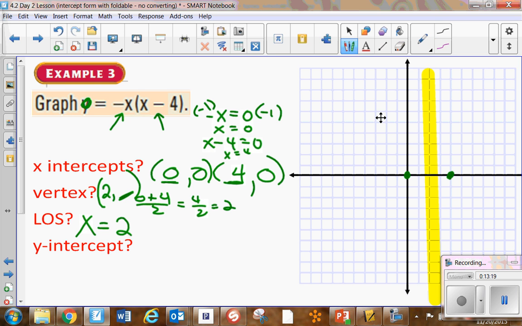Then my y-intercept, if I set my x as 0, that's going to be 0 times -4, or 0 times 0. Oh, well, wait a minute. This is on the y-axis, so this point is my x-intercept and the y-intercept. So that's really all I have. And my vertex, is my vertex? Yeah. Oh, we forgot to plug in for the other half of the vertex.